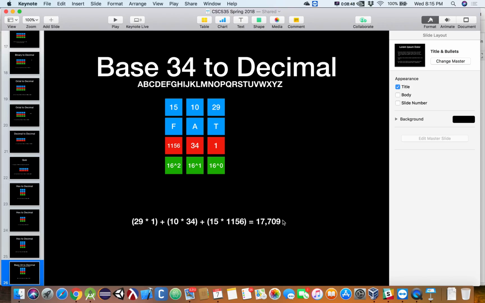So 17,709 we could represent as FAT. FAT is shorter than 17,709. It takes less space to write that, right? So if I write FAT out and I say that's a base 34 number, I'm storing the exact same information. I'm encoding it in base 34 rather than encoding it in base 10. Base 10 has a larger physical footprint, right? Now, base 2 typically has the largest footprint. The only footprint bigger than base 2 would be base 1.